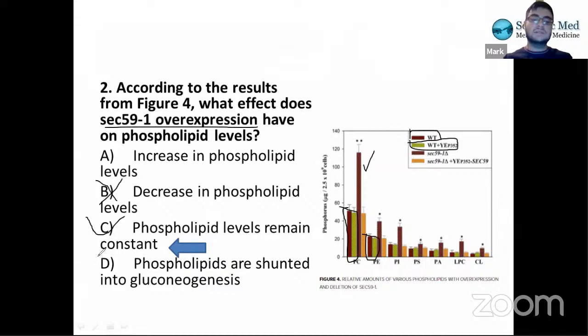And D is just way too much of an assumption. You don't know anything about that, especially since there's no evidence of phospholipids and gluconeogenesis, and it's not shown in the graph, so this one just doesn't make any sense at all, right? It's really between these three choices, and out of those, C is the correct one, okay?